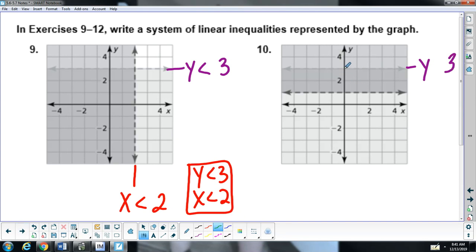And then we're shading, this double shaded area is below, so that would be less than. And then do we need to add our equal to sign? It's kind of hard to see, but this is a dashed line. So it's just y is less than 3.